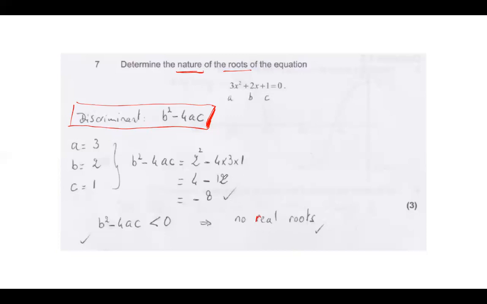So there you go. 1 point for calculating this. Another point for stating that this is negative. So you either write b squared minus 4ac is negative, is less than 0, or in math, you just use less than 0. That means no real roots. 1, 2, 3 marks. Okay, so if you put less than or equal, you don't get the marks, because when it's equal to 0, you will get some roots.